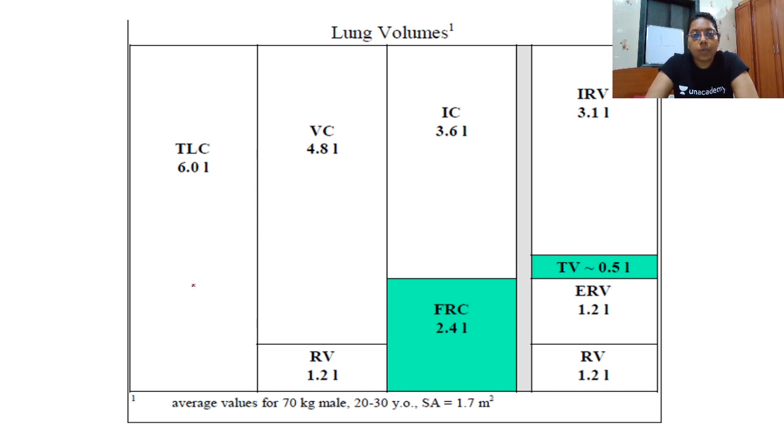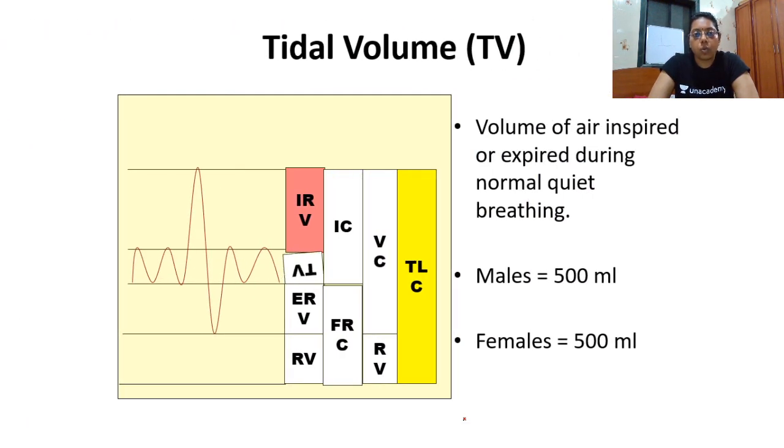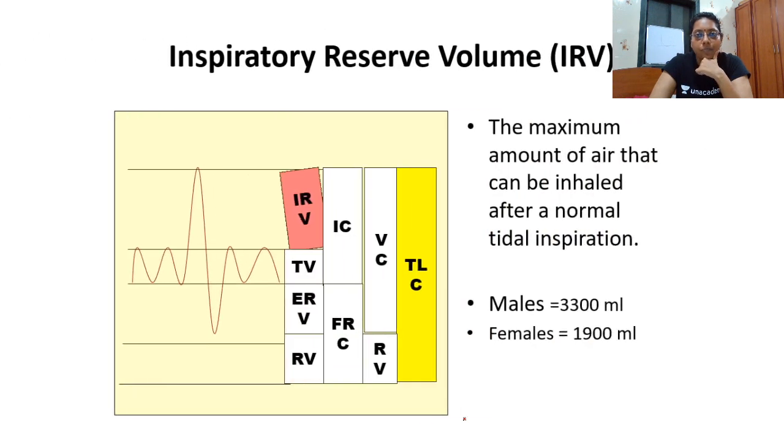All these values are for an average male weighing 70 kgs between 20 to 30 years of age with a surface area of 1.7 square meters. So I'll quickly again revise the whole thing. Volume of the air that is expired or inspired during normal quiet breathing is tidal volume. Males 500 ml, females roughly 350 to 500 ml.